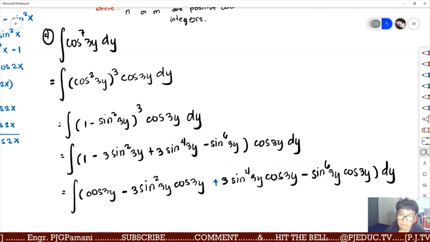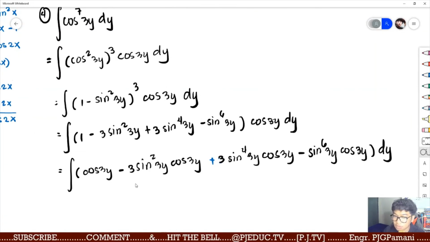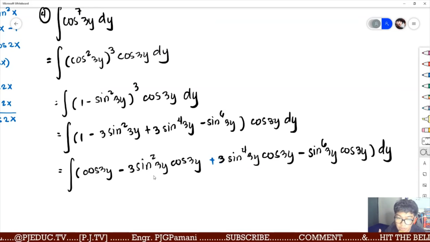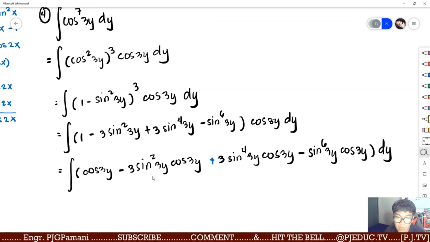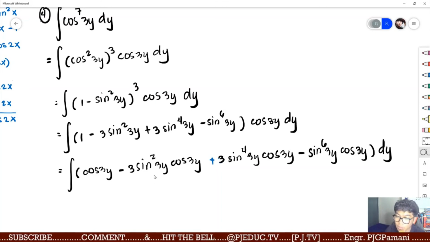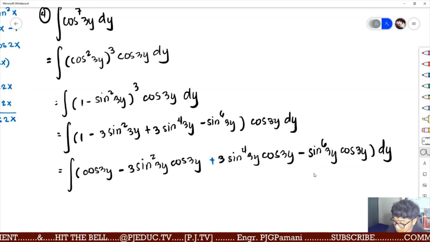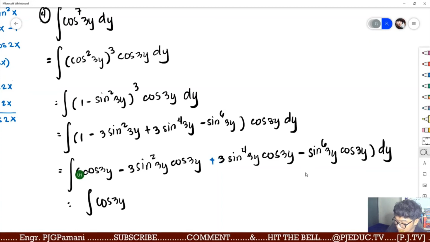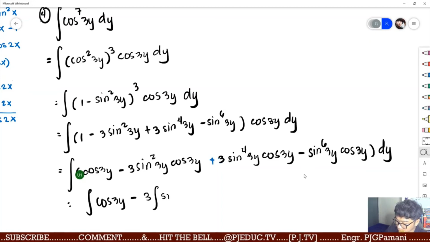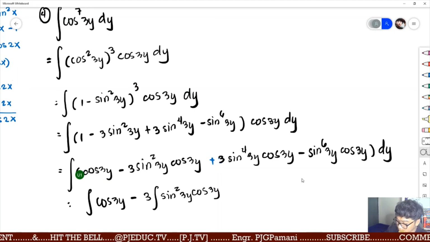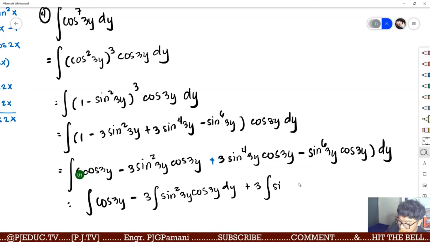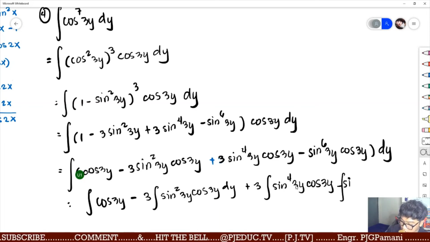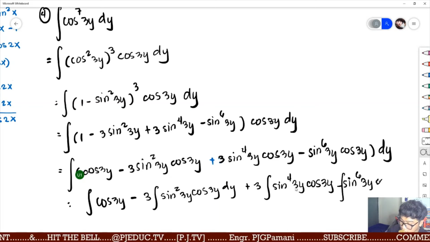Ngayon, if I'm going to introduce my antiderivative or integral sign with each of these terms inside the parentheses, you may now start noticing that there are already trigonometric functions that if ever I'm going to differentiate it, will have a common term with the other one. Distribute natin yung ating antiderivative. That is now cosine 3y minus 3 sine squared 3y cosine 3y dy plus 3 sine raised to the fourth 3y cosine 3y minus sine 6 3y cosine 3y dy.